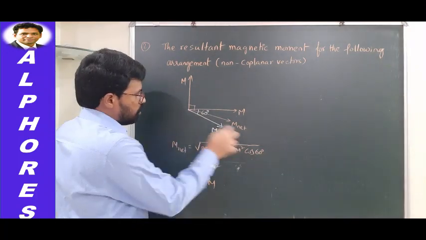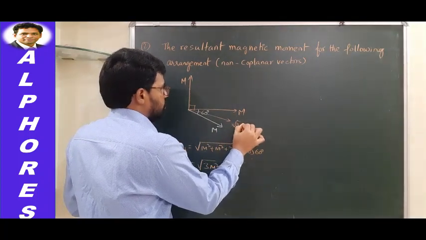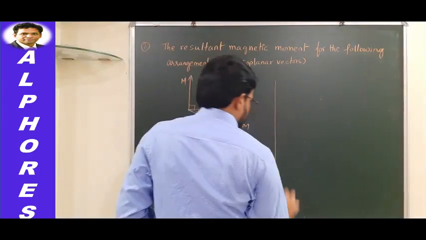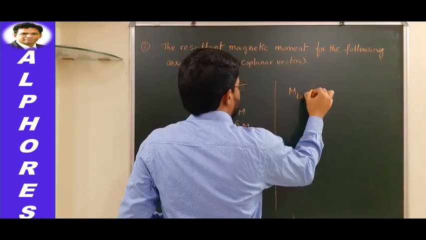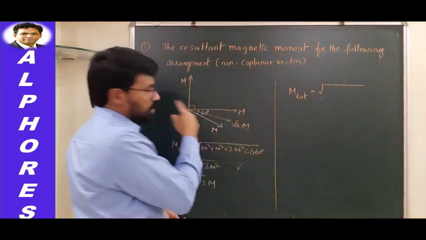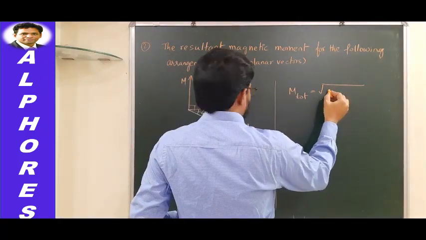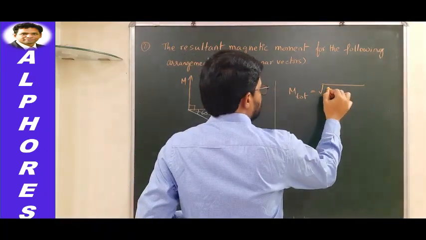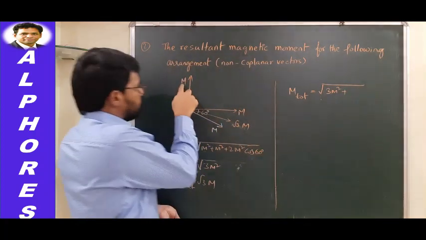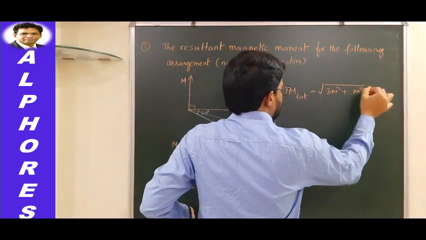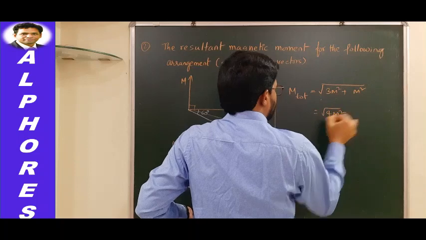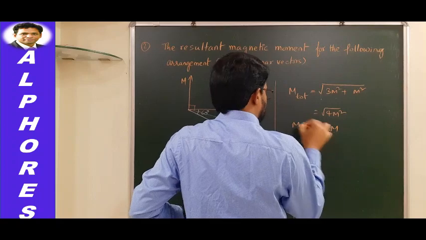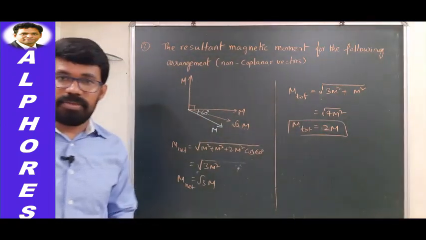Now what is the angle between this root 3 m and this m? It's 90 degrees. So the total magnetic moment is equal to under root. If both are mutually perpendicular to each other, how will you write it? It's like under root p square plus q square. So here root 3 m whole square is 3m square, plus the square of this one, m square, under root 4m square. So the answer is 2m. That is the total magnetic moment.